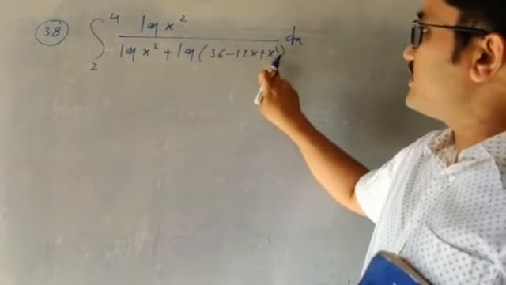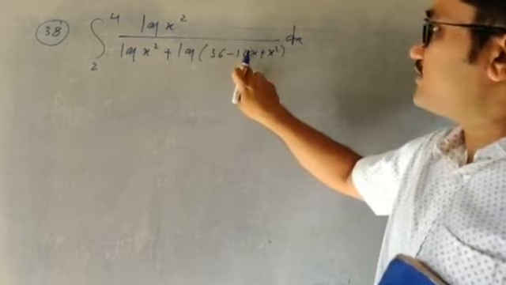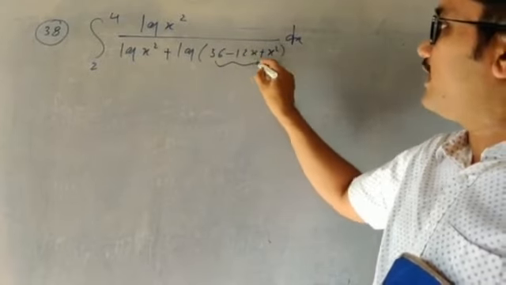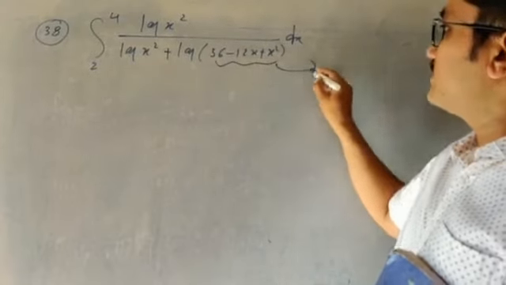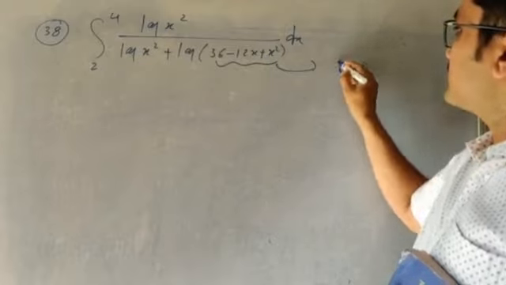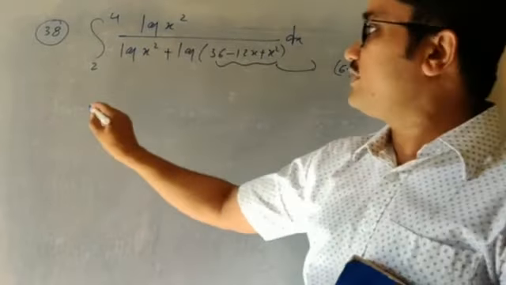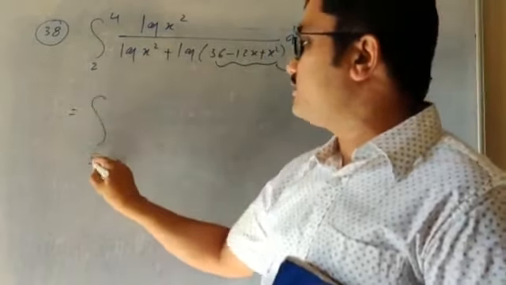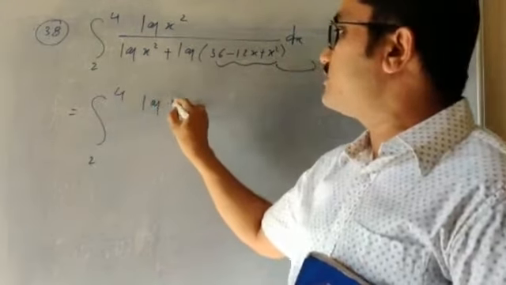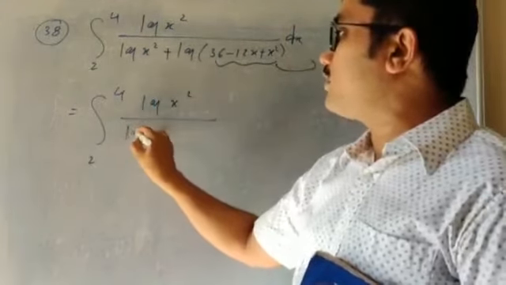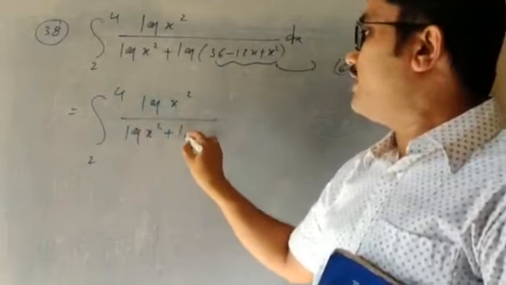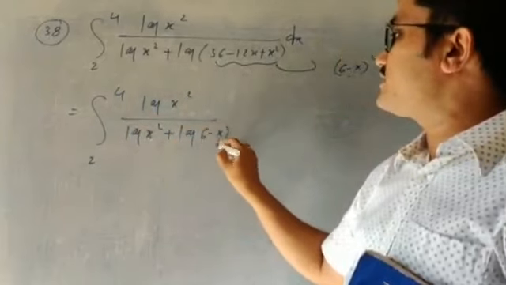This is 6 square and this is x square, and 6 into 2, that is 12. So this is a perfect square. It is the square of what? 6 minus x, the bracket square, right? So we can write the same question as integration 2 to 4 of log of x square upon log of x square plus log of (6 minus x) square.